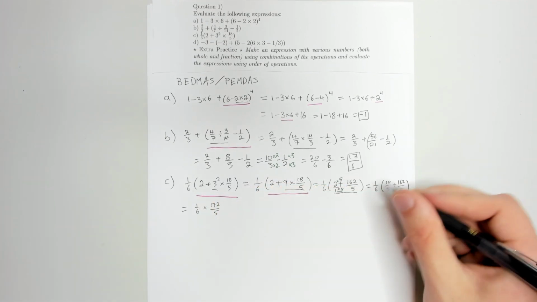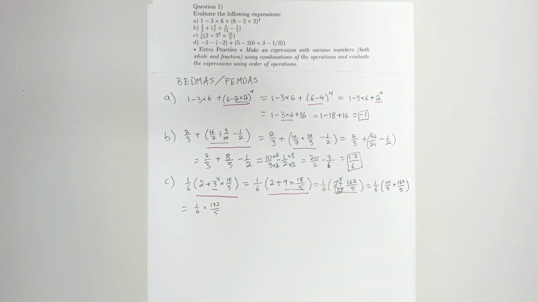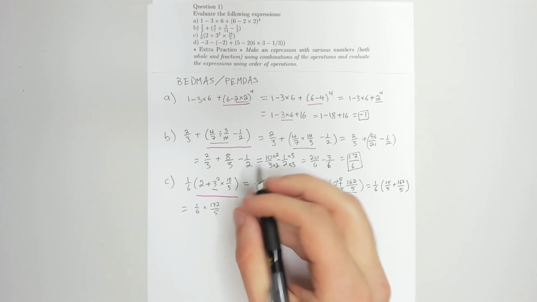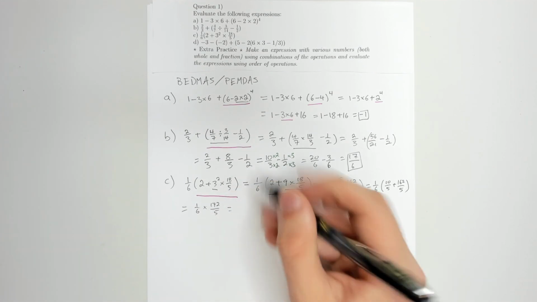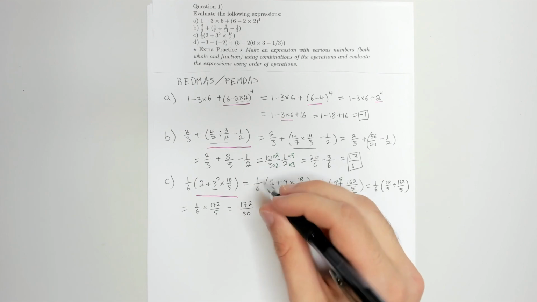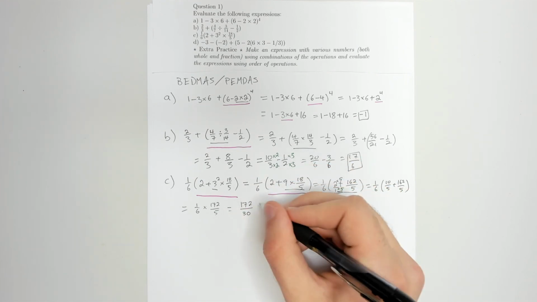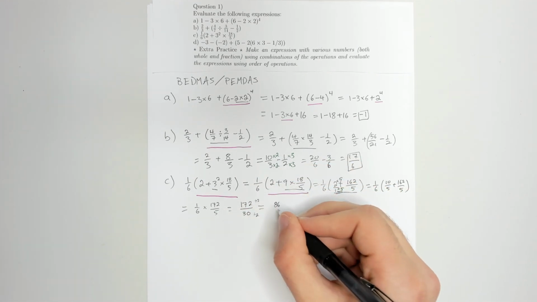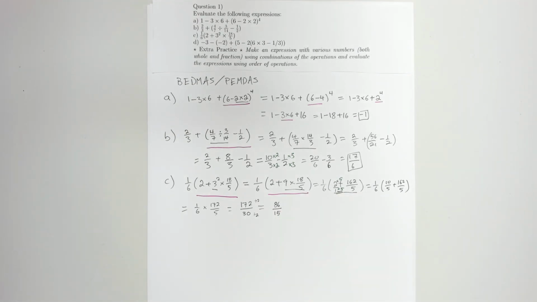And now that we've evaluated everything in the parentheses, we can drop it, and we have this statement here. So then multiplying the numerators and denominators, we get 172 over 30. And these can both be divided by 2, which will give us 86 over 15. And that should be as simplified as it gets.